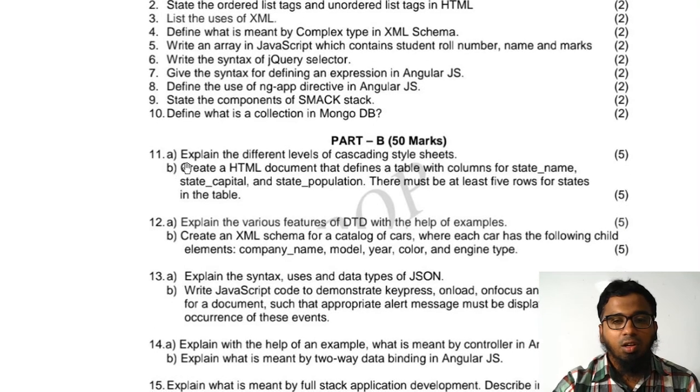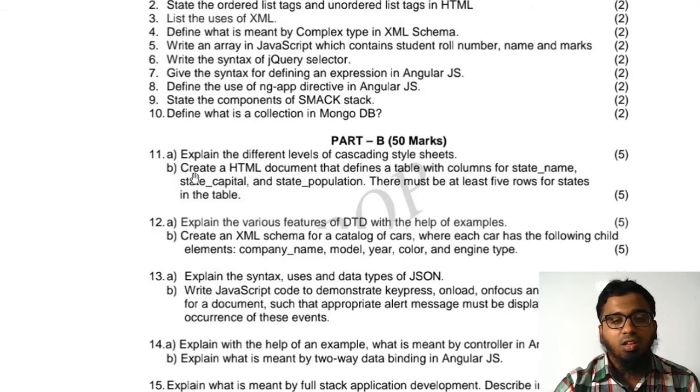Next, in part B, explain the different levels of cascading style sheet. What are these different levels of cascading style sheet? That is, how will you call the cascading style sheet in HTML, how to use it. There are different levels like internal, inline, external. So based on these types of levels you can use it. So you need to write in detail about the cascading style sheet.